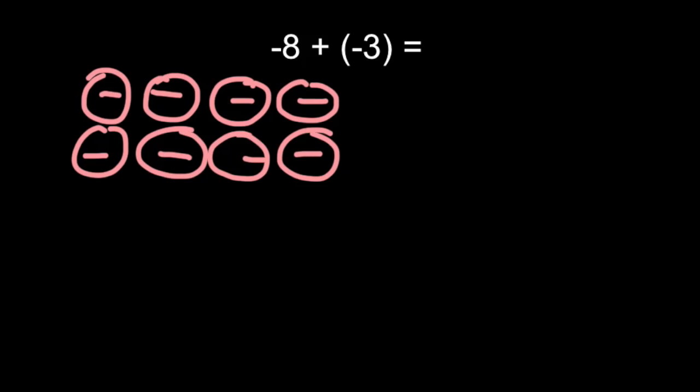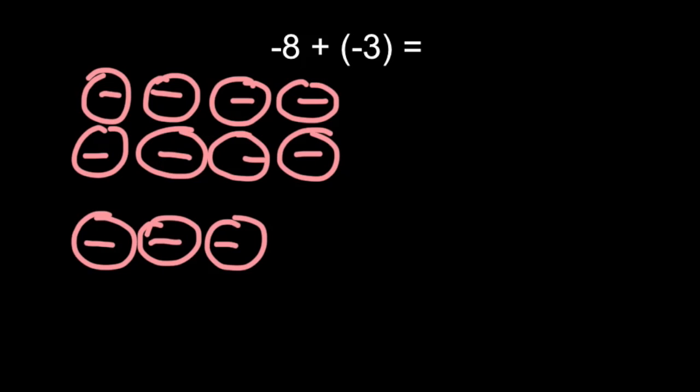So we have -8, now we need -3. We can see that there's a total of -11. Notice both numbers we have here are negative, so the answer became negative, and we added the 8 and the 3, which was 11.